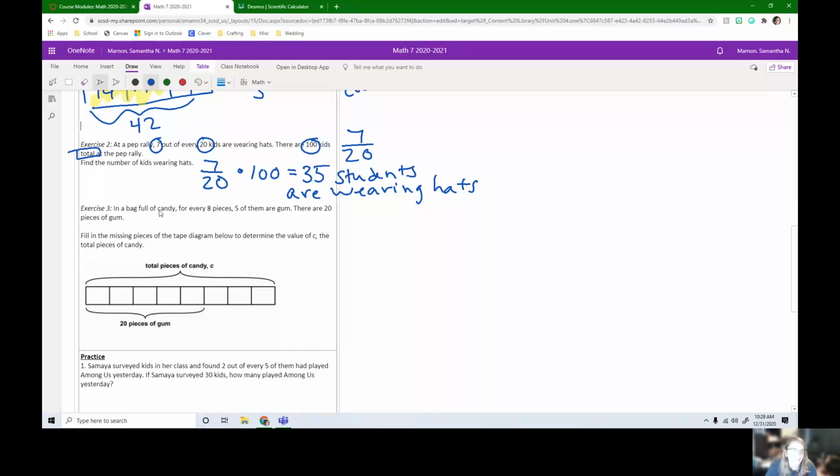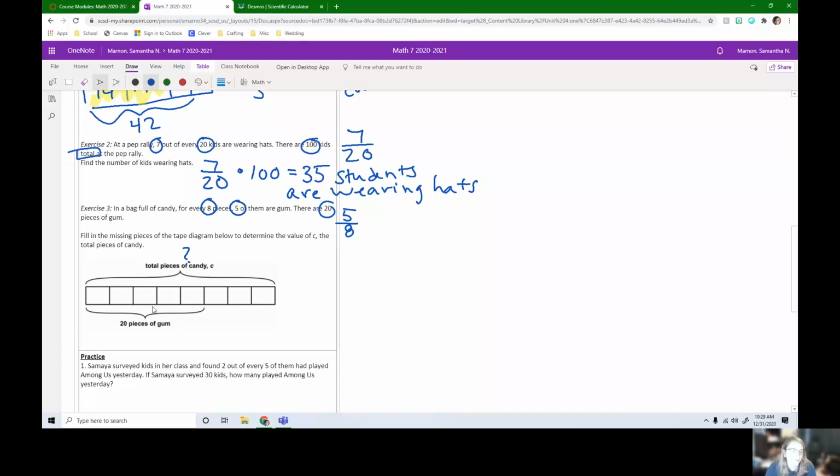So in a bag full of candy, for every 8 pieces, 5 of them are gum. There are 20 pieces of gum. So 5 out of 8, if you want to write a fraction, is 5/8, and there are 20 pieces of gum. Fill in the missing pieces of the tape diagram below to determine the value of C, the total pieces of candy. So we need to find the total. This is what we don't know. We do know there are 20 pieces of gum, and that's going to be the 5/8.